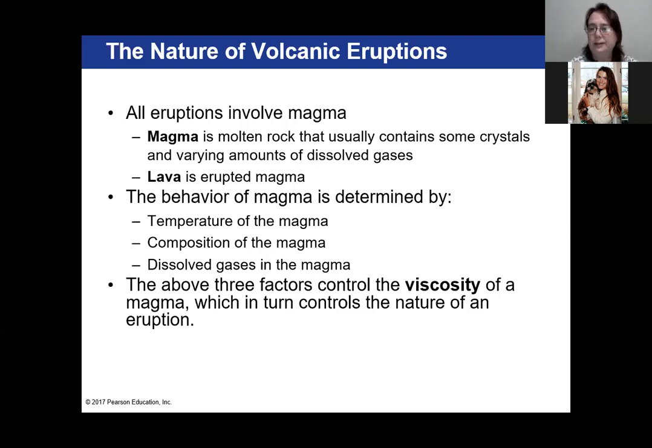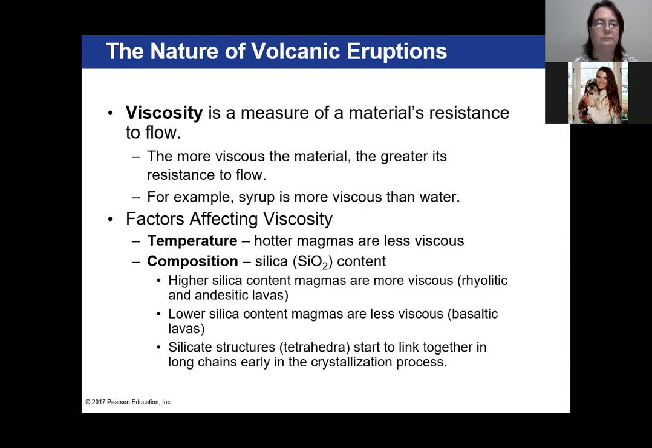So all these things are part of what you call the viscosity of the magma. How well does it flow? The more viscous something is, the less it wants to flow. So honey is more viscous than water. Okay. So all that controls what an eruption will look like and act like. Syrup is more viscous than water too. So actually honey is probably a better analogy.